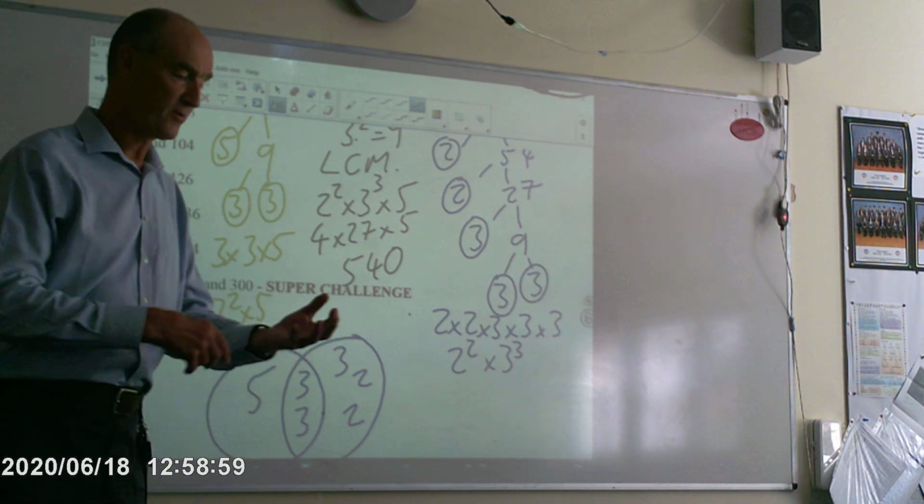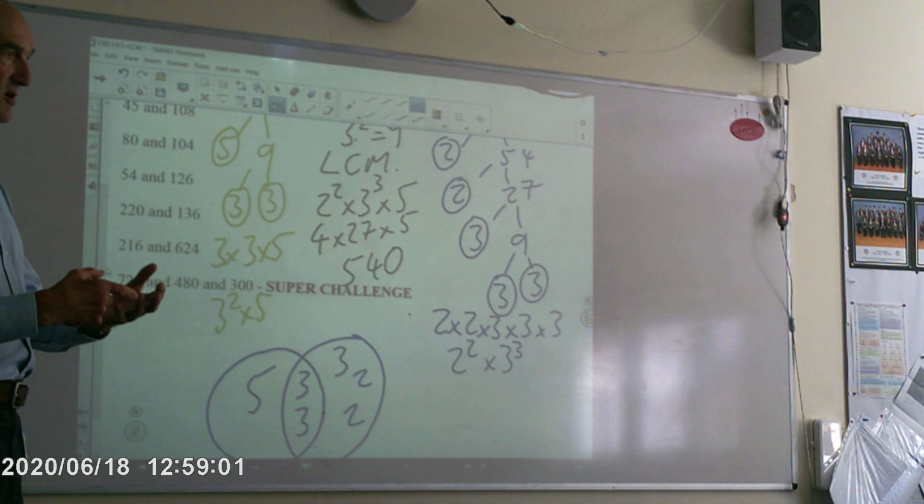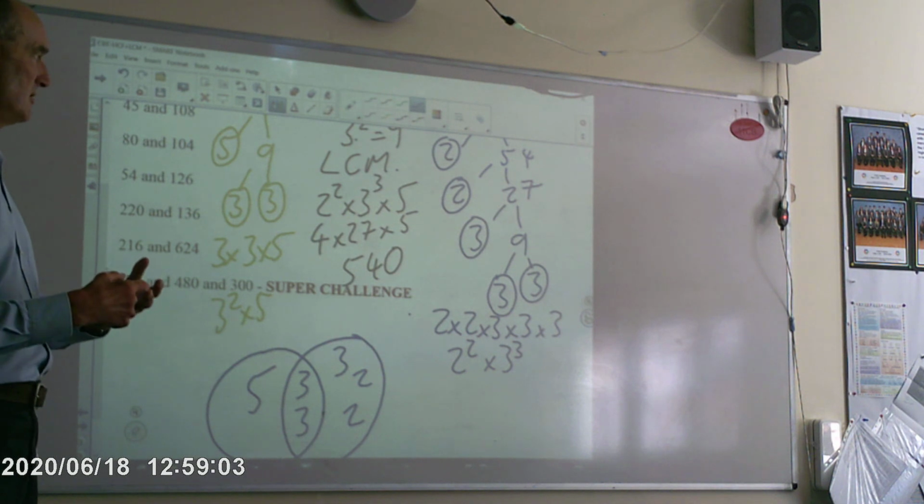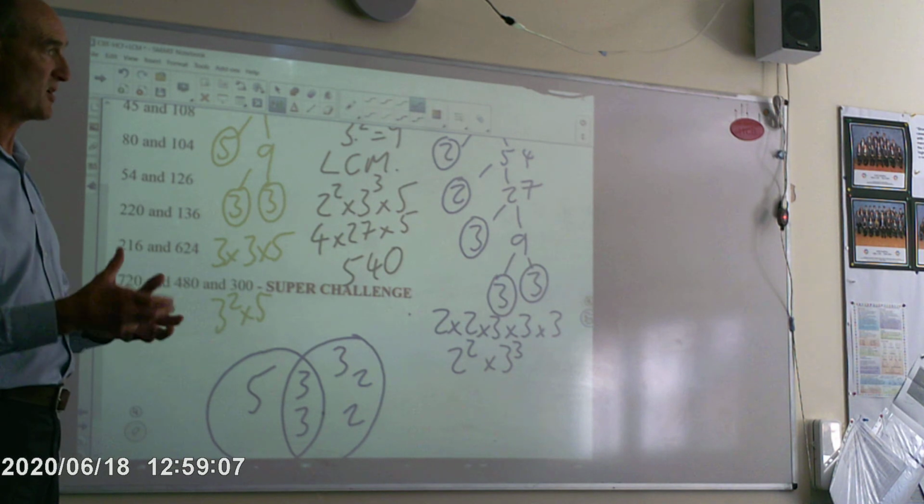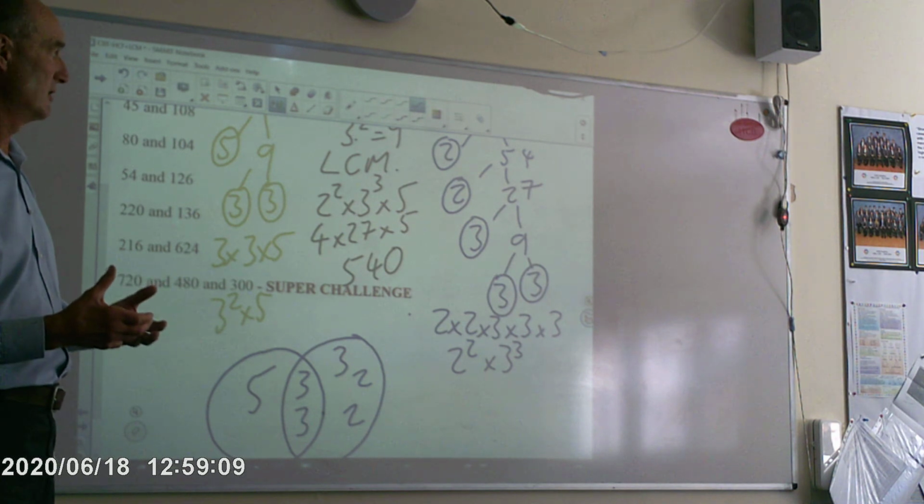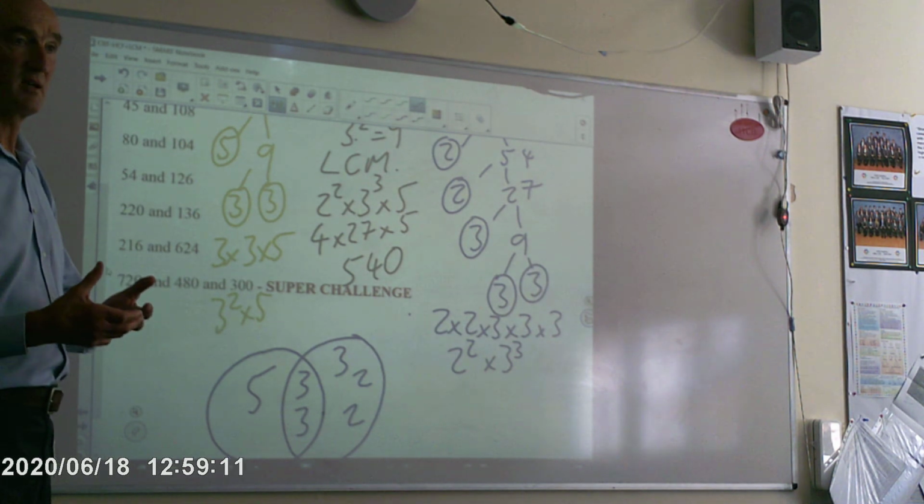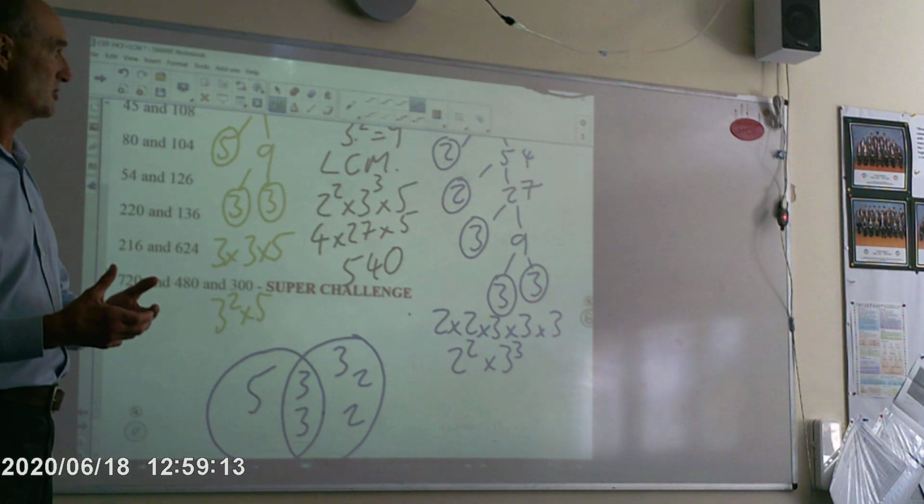So we've gone through what multiples are, what factors are, we've gone through what prime numbers are, and we've looked at prime factor decomposition, so taking a number, breaking it down into its prime factors, and then using that to work out highest common factors and lowest common multiples.